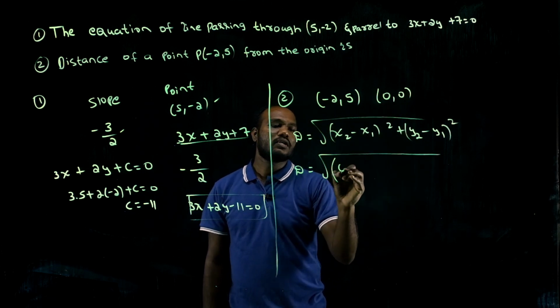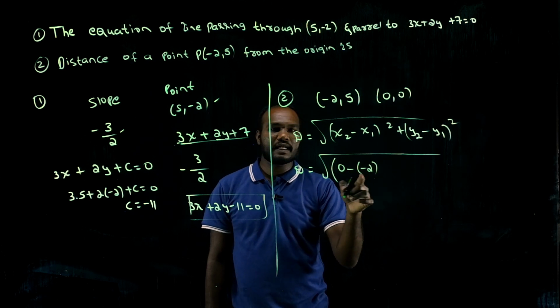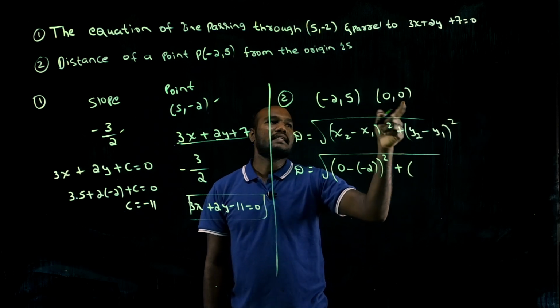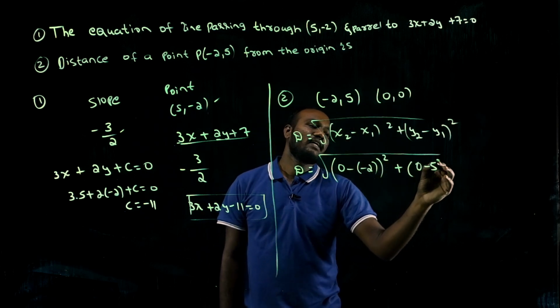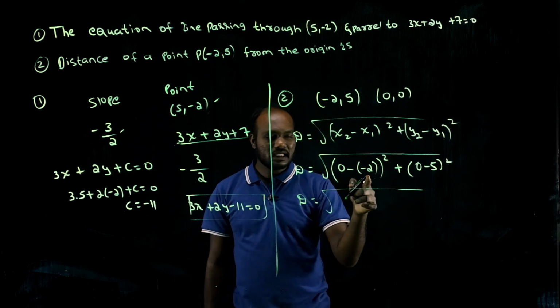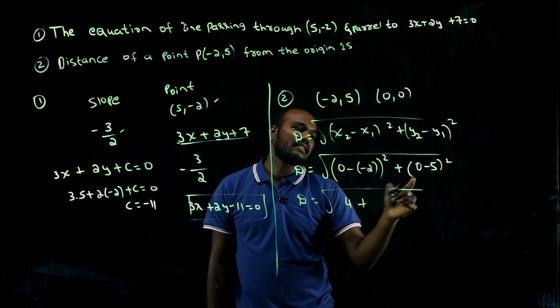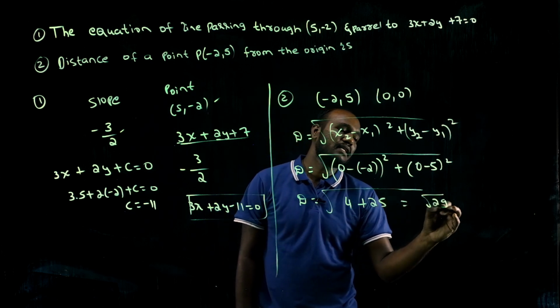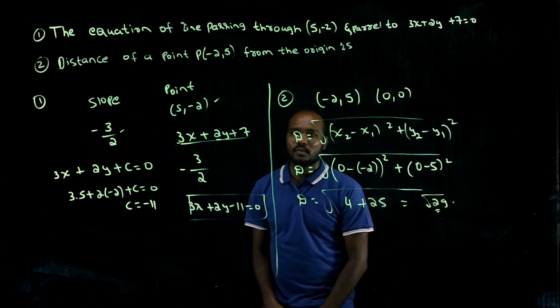So 0 minus of minus 2. Whenever you get a negative number, always put a bracket. Whole square plus this minus this number, so 0 minus 5 whole square. So the distance will be equal to what? Minus into minus is plus. So 2 square is 4 plus (minus 5) whole square is 25. That is root 29, the distance between these two points.